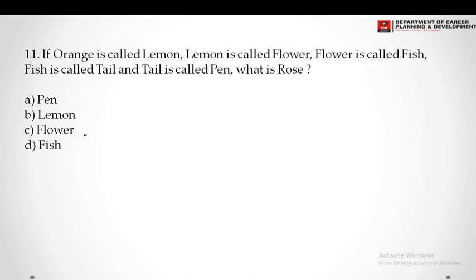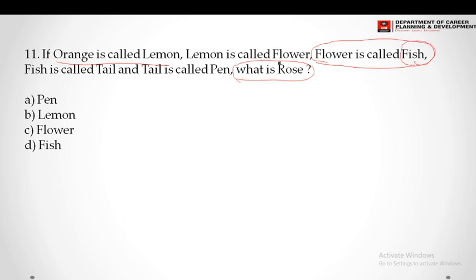Next, one more question. In this question, if orange is called lemon, and lemon is called flower, and flower is called fish, fish is called tail, tail is called pen, and what is rose? And we know that rose is flower. But we have to find out flower. What is flower known as? So flower is called fish. So answer will be fish for this.